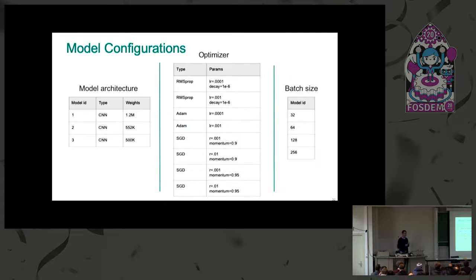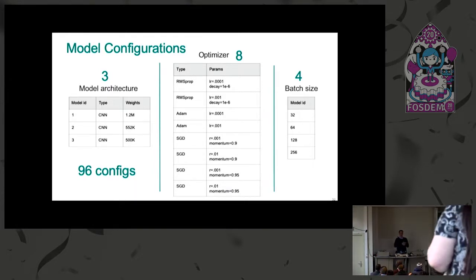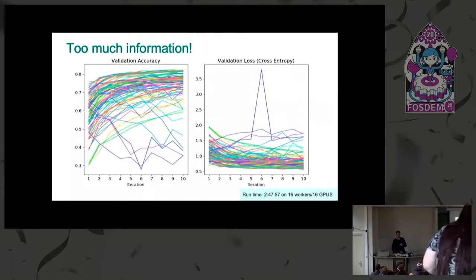So here are the model configurations that we want to run. We have 3 model architectures, a bunch of optimizers with different parameters, and we want to try 4 batch sizes. If we do that, that ends up with 96 configurations. We train those on this parallel database, and we get 96 different curves, right? We have accuracy on the left side and the loss on the right side.